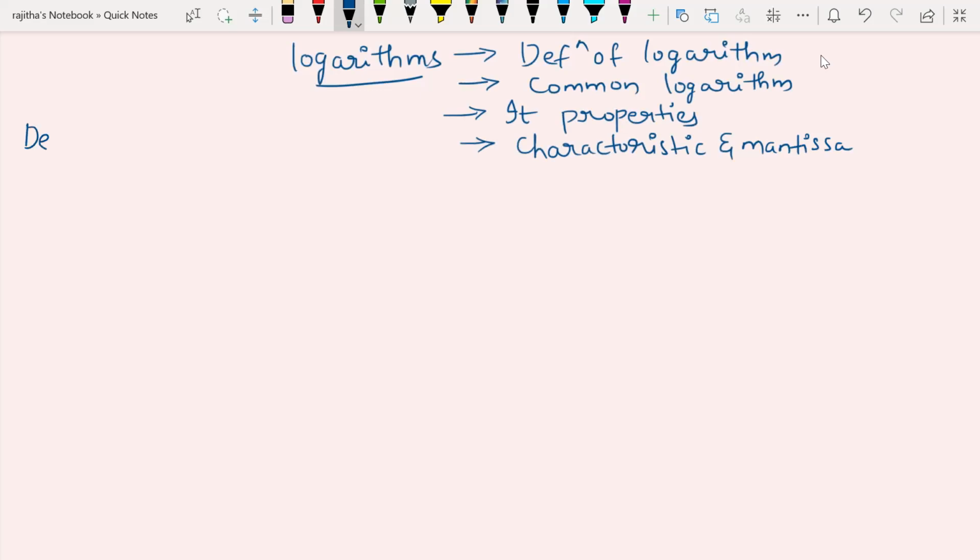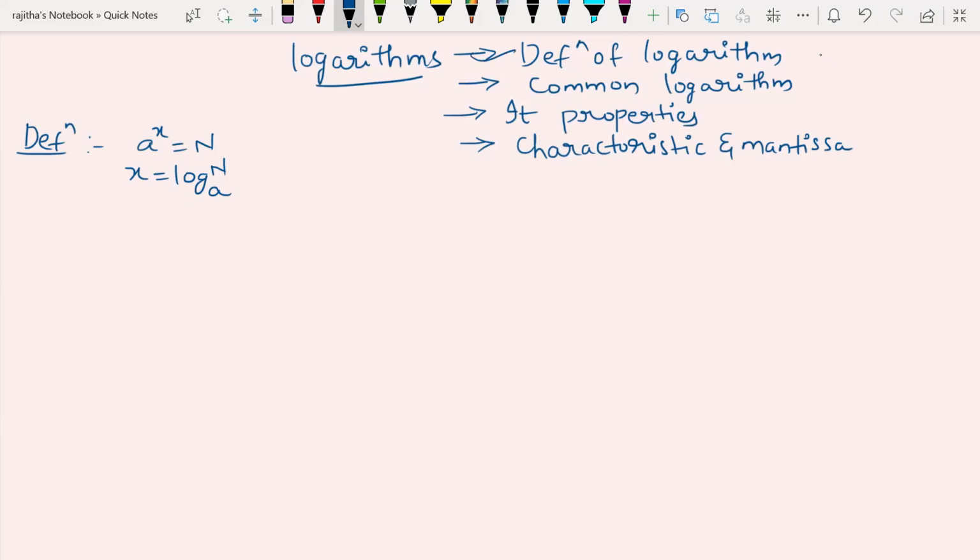Logarithm is nothing but, for example, if a power x is equal to n, then x can be defined as logarithm of n to the base a. And what is the common logarithm?